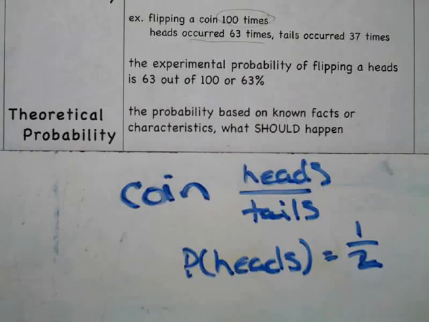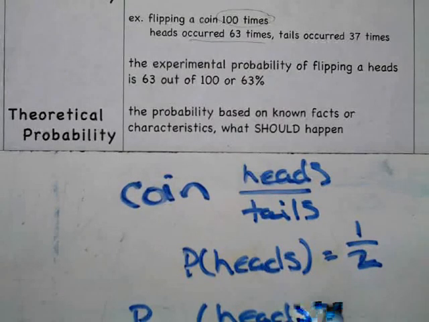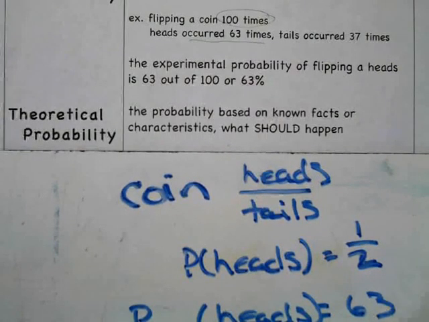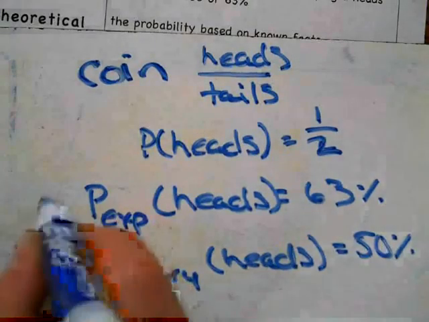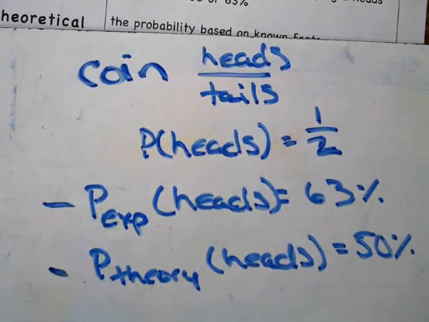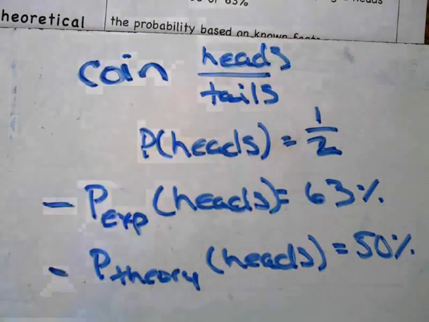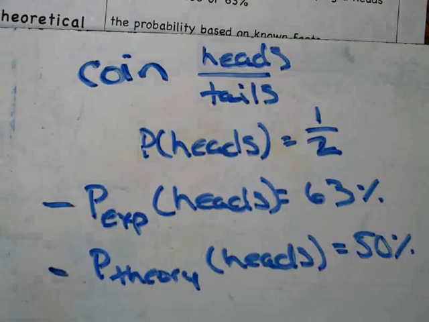Well, in the first example the experimental was 63%, where the theoretical is 50%. So you see we've got a little bit of variation there between the experimental and the theoretical. And that's common. But as you run an experiment more times, your experimental starts to get closer and closer to the theoretical.